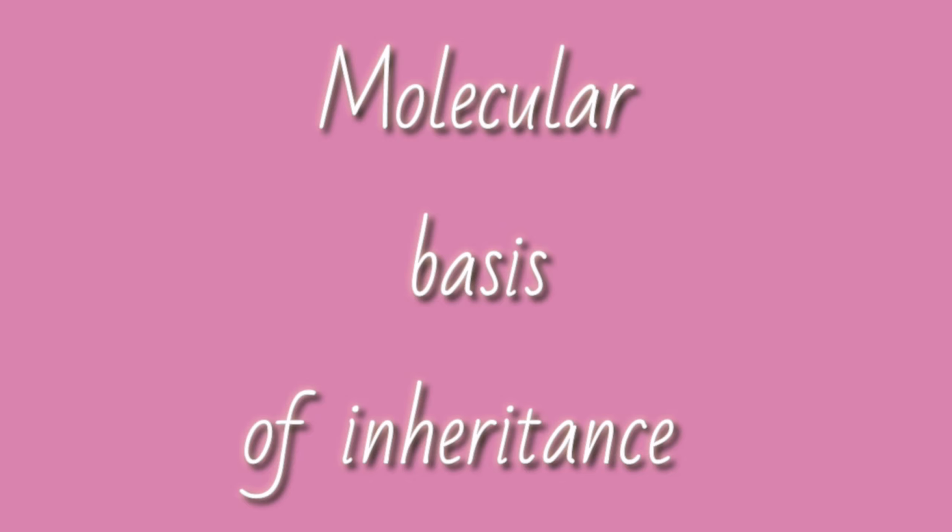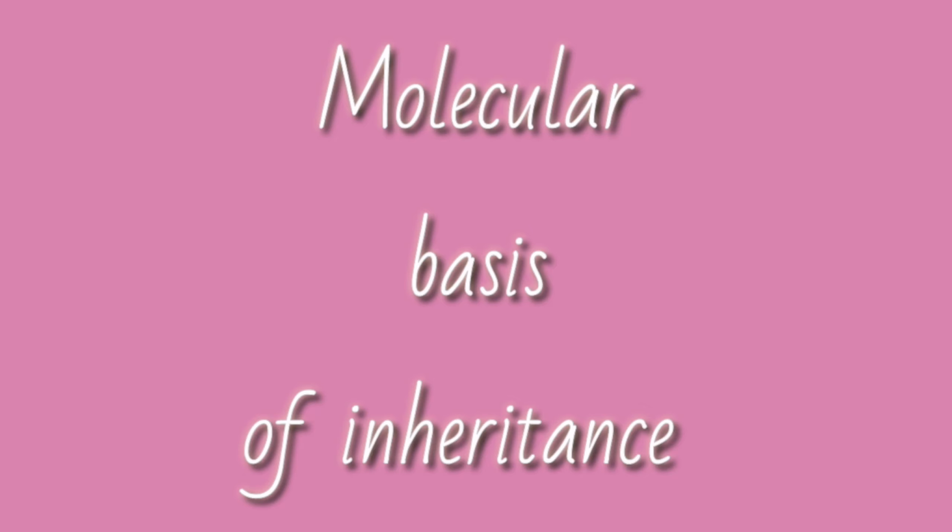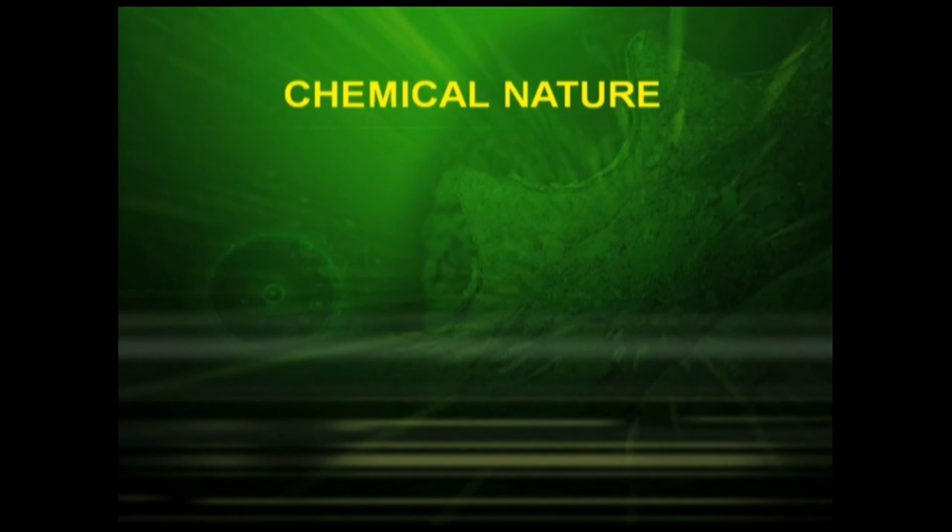Before we go into the detail of DNA structure, let us see where the DNA is located. The DNA is located in the cell. The cell contains the nucleus. The nucleus contains chromatin material. During cell division, the chromatin material is organized into chromosomes. The chromosomes contain the DNA. Now let's recall the chemical nature of DNA.